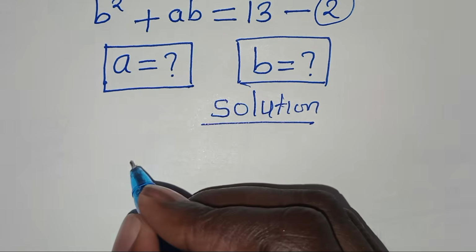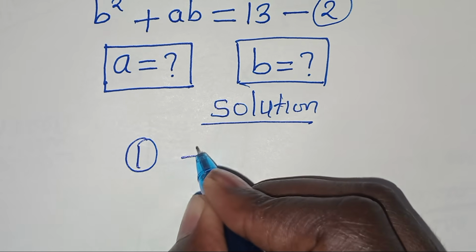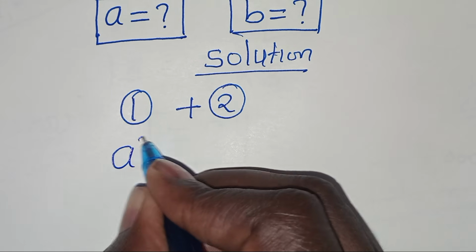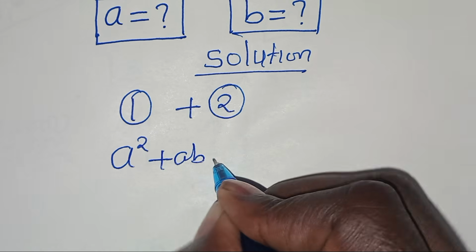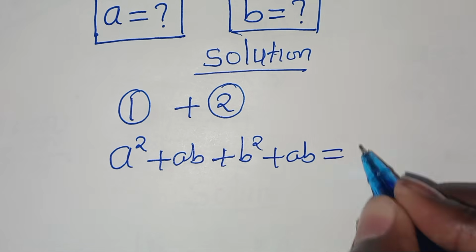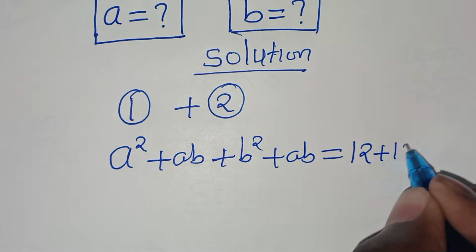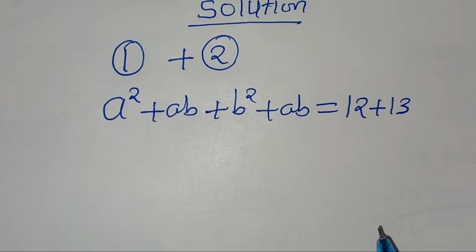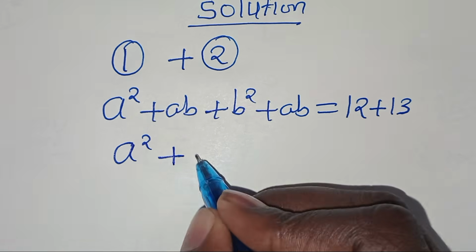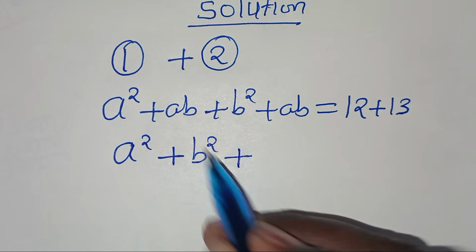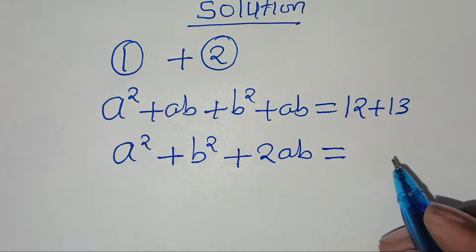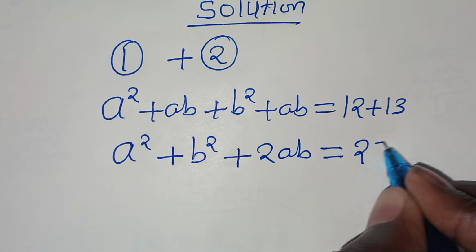So the first step is to add equation 1 with equation 2. This implies that we have a squared plus ab plus b squared plus ab, which is equal to 12 plus 13. So we have a squared plus b squared, then plus ab plus ab, which is 2ab, and this is equal to 12 plus 13, which is equal to 25.